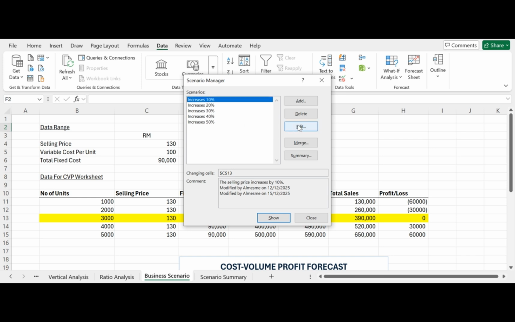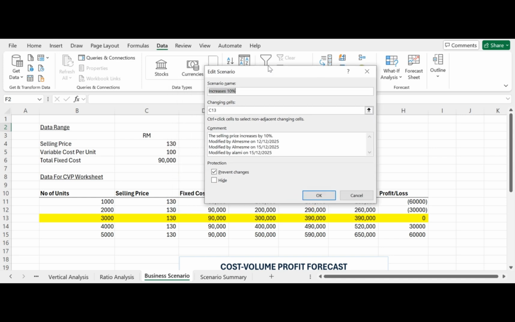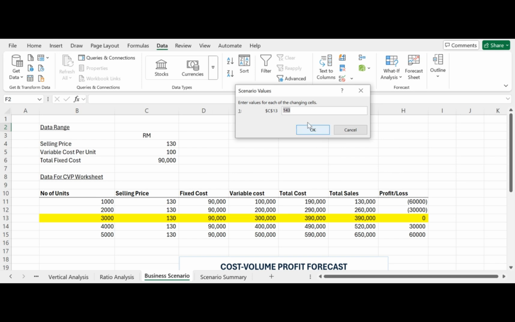When we add a scenario, we must add the changing cells. For our group, we add C13, which has the value of the selling price. After we click OK, we want to enter a value for the cell. The increase by 10% for the selling price is equal to 143.